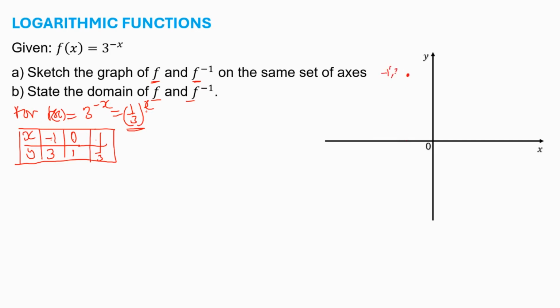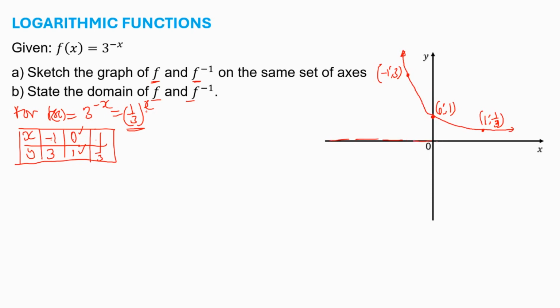Negative 1, 3. And then we have 0, 1. That is when x is 0, y is 1. And then we have 1 and 1 over 3. Okay, then we can sketch the graph of f of x, which is the exponential function.